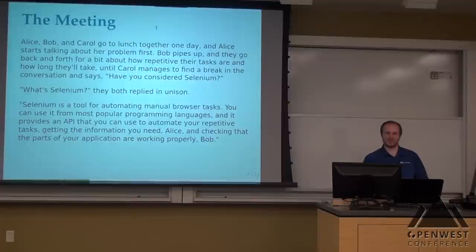And Alice speaks up and talks about how she's experiencing basically the same problem, but with a different set of tasks. And finally, there's a break in the conversation between Alice and Bob, and Carol speaks up and says, well, have you thought about using Selenium? And both Alice and Bob speak in unison, what's Selenium? And she says, well, Selenium is a tool for automating manual browser tasks. You can use it from most popular programming languages, and it provides an API that you can use to automate your repetitive tasks, getting the information you need, Alice, and checking that parts of your application are working properly, Bob.